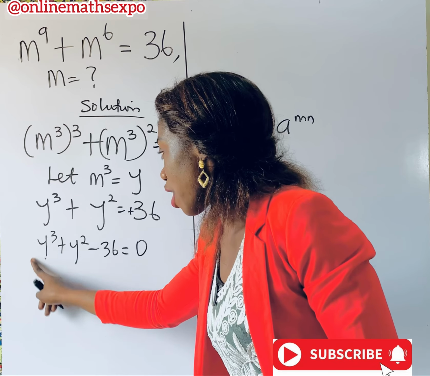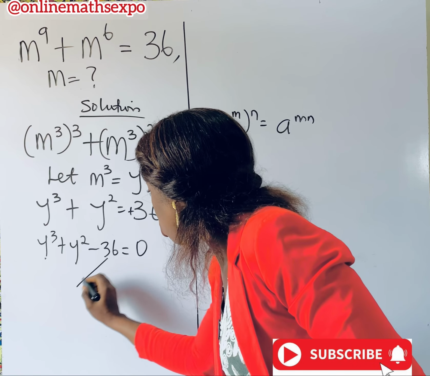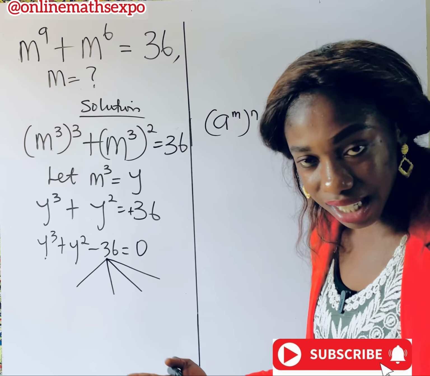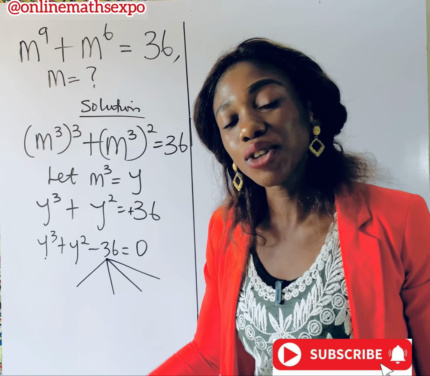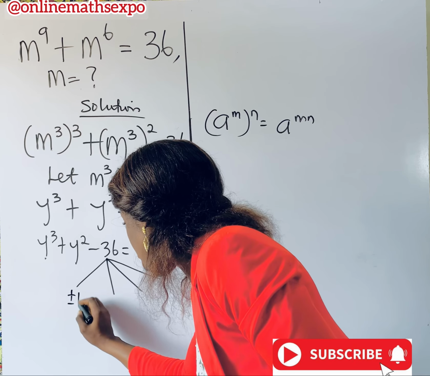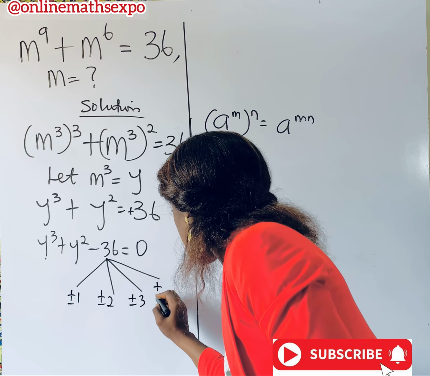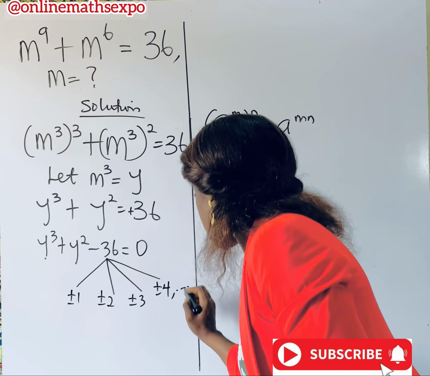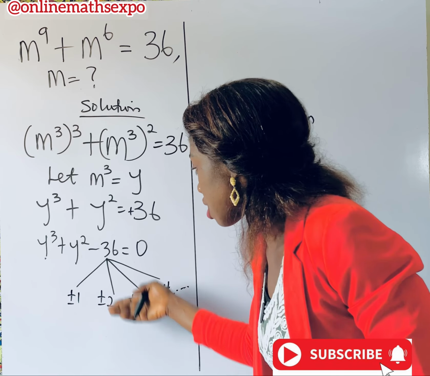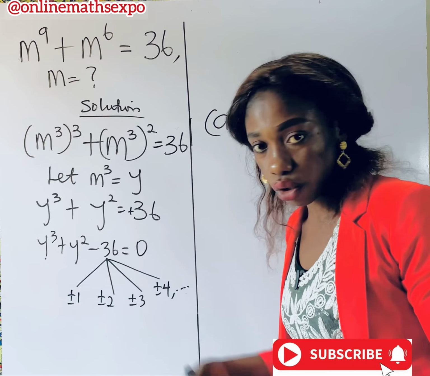The coefficient of y cubed is 1, so there's no problem. So what you will do is look out for the factors of 36, both the positive and negative. Factors of 36 are those numbers that can divide 36 without remainder. And they are plus or minus 1, plus or minus 2, plus or minus 3, plus or minus 4, and the rest of them. Now, out of these factors, you are going to test them in this to know if it will give you y equal to 0.